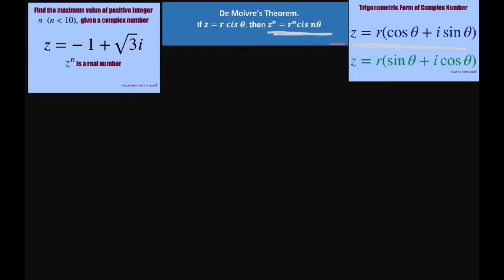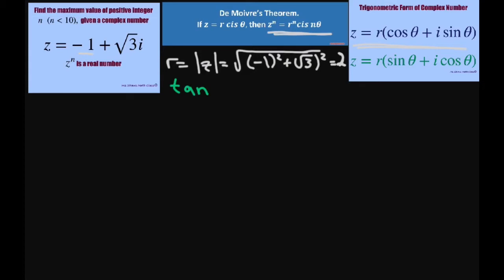Let's first write our complex number in trigonometric form. So basically, we need to find our r. Our r is just the absolute value of z, which equals the square root of x squared plus y squared. So that's negative 1 squared plus square root of 3 squared, and this is going to equal 2. So that's your r. And your angle, we'll just do inverse tan of y divided by x. So that's going to be square root of 3 divided by negative 1, and we can let that be 2 pi divided by 3.